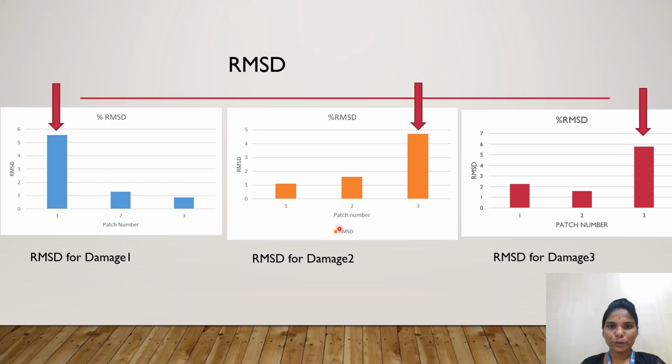Coming to the damage 2 condition, the RMSD variations are more near to the PZT3. That means the damage is near to the patch 3. Whereas in damage 3 condition, where we have created the damage in between 1 and 2 and 2 and 3, here we can see the more variation of the RMSD at 3, that is PZT patch 3. So it indicates that the damage is near to the PZT patch 3. So in this way we can identify the damage using RMSD values.